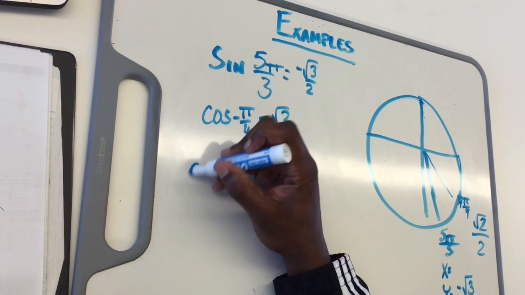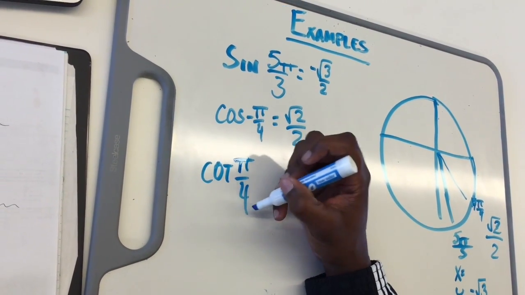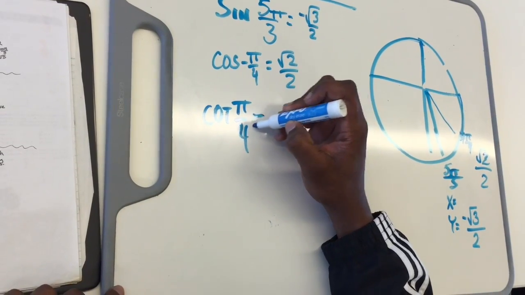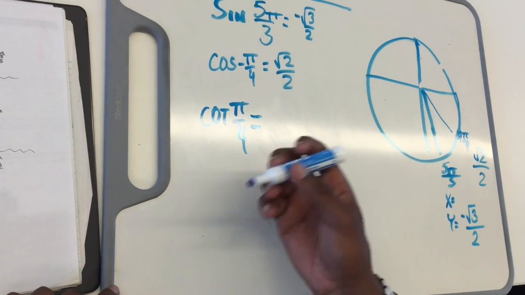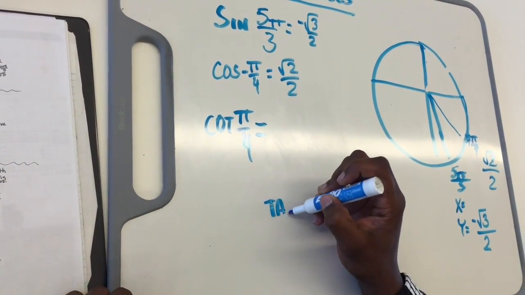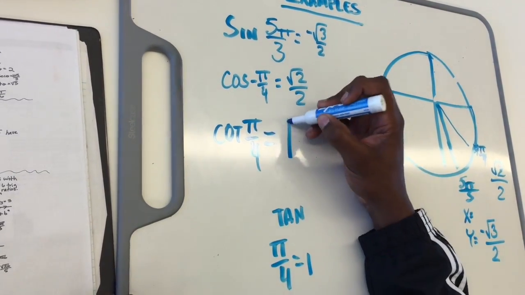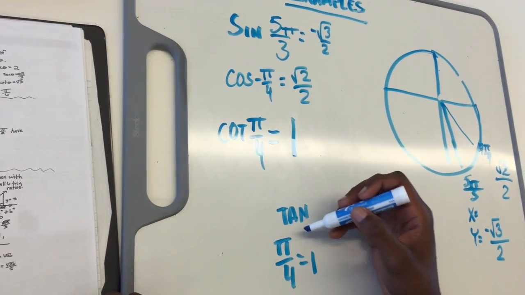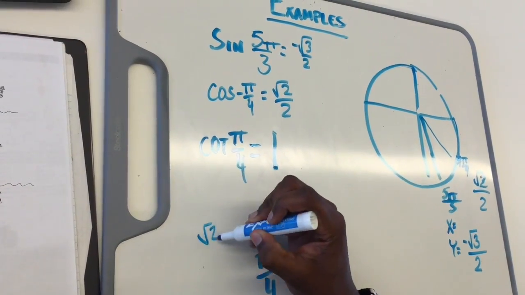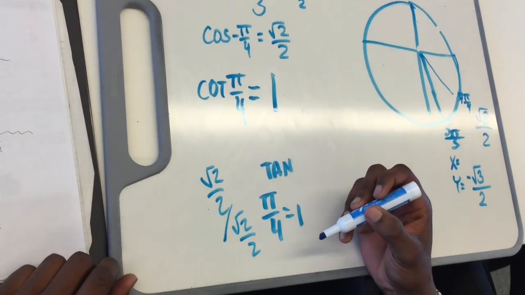And so for cotangent of pi over 4, the answer for that, I know based on what I just showed y'all, is that the tangent of pi over 4 is equal to 1. So I know this is 1. And even though it's cotangent, it's still the same as using tangent, because root 2 over 2 over root 2 over 2, either way you flip it, it's still going to be 1.